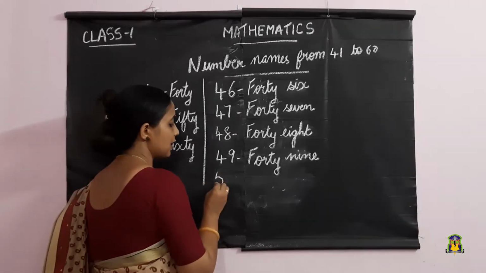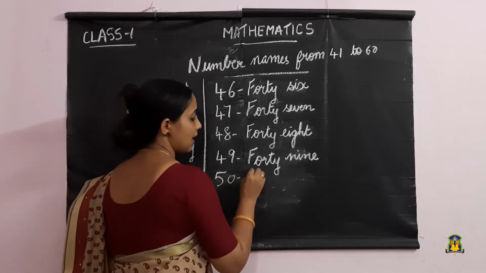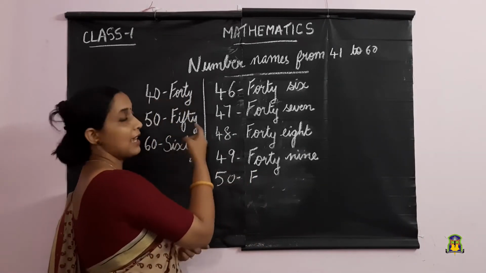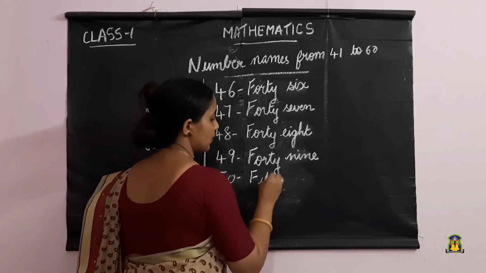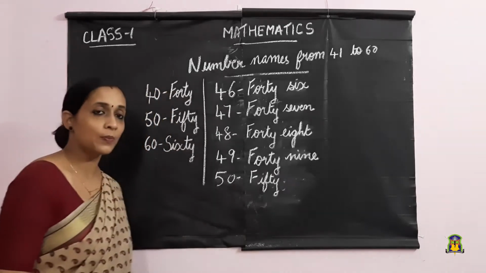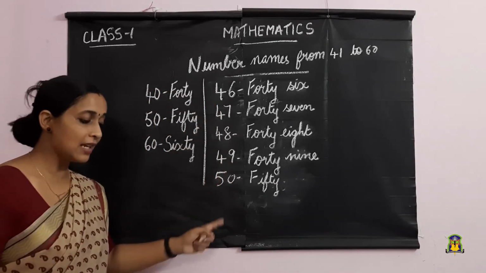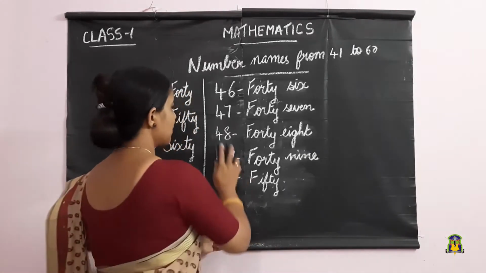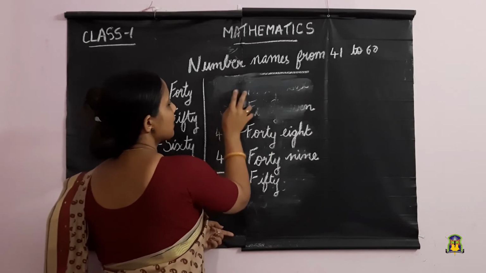How will you write 50? 5 followed by 0 is 50. And what is the spelling? F-I-F-T-Y. We have already written that. Okay. So, 46, 47, 48, 49, 50. And now tell me which number comes after 50. Which is the number after 50?